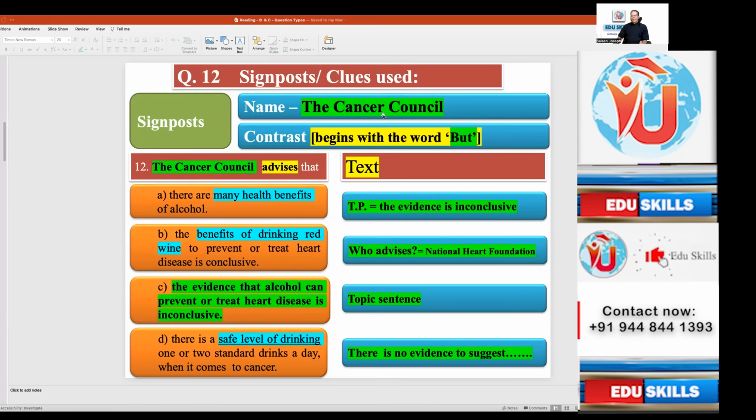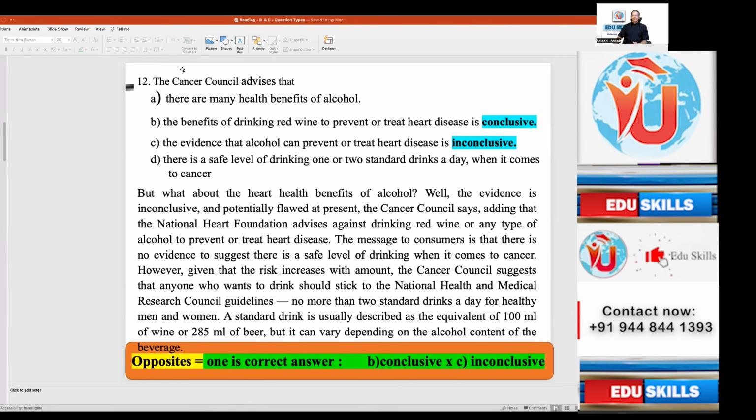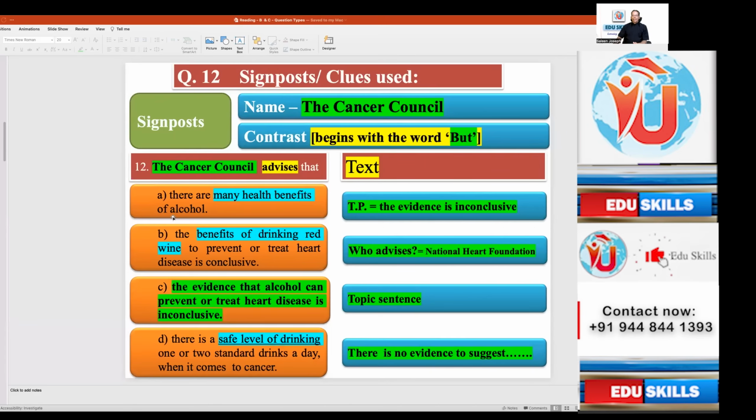But then you can use additional strategies. As I told you, when there is a name, immediately you have to identify the name in the paragraph. What is the name? Cancer Council. That is the name. But there is one more name given there. What is that? National Heart Foundation. Yes, two opinions are there. They will confuse you between that.